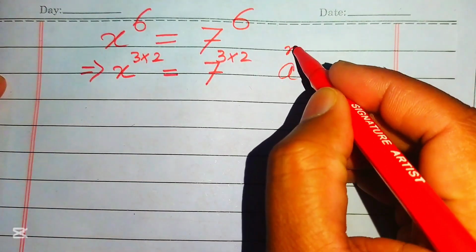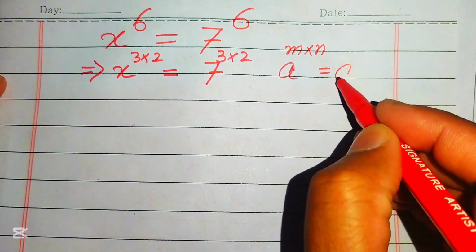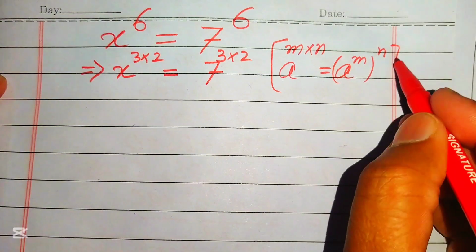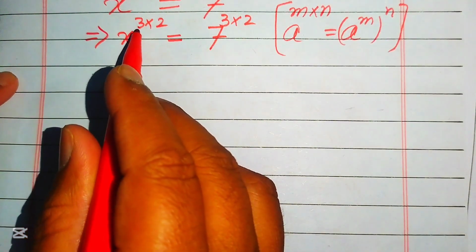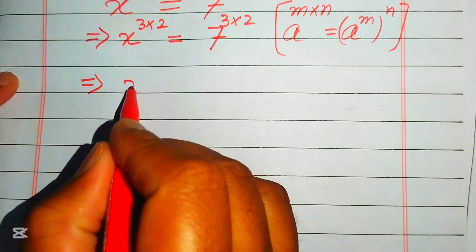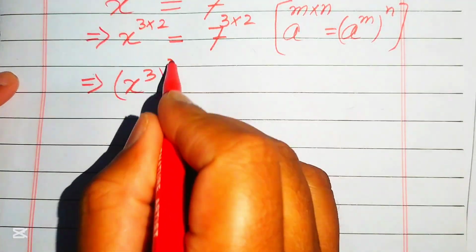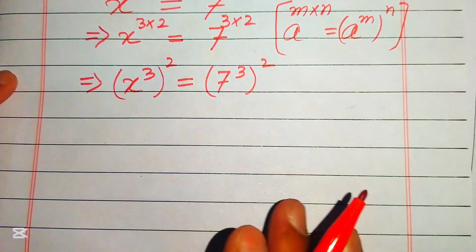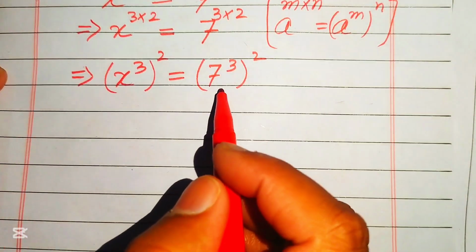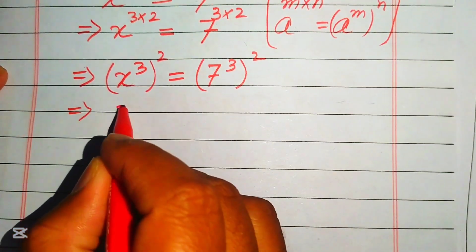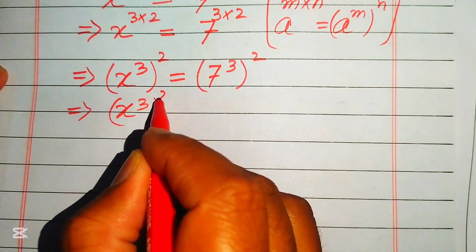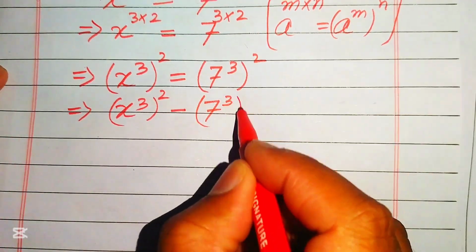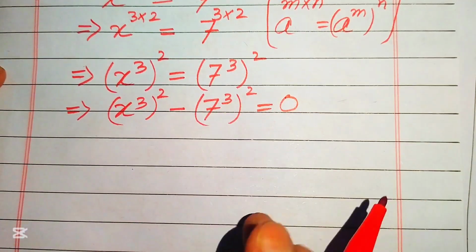You know that a to the power of m times n is equal to a to the power of m, to the power of n. So according to this rule, we need to move this cube inside the term. We write it as x cubed, whole squared, equals 7 cubed, whole squared. In the next step we move the 7 cubed whole squared to the left hand side, and it becomes x cubed whole squared minus 7 cubed whole squared equals 0.